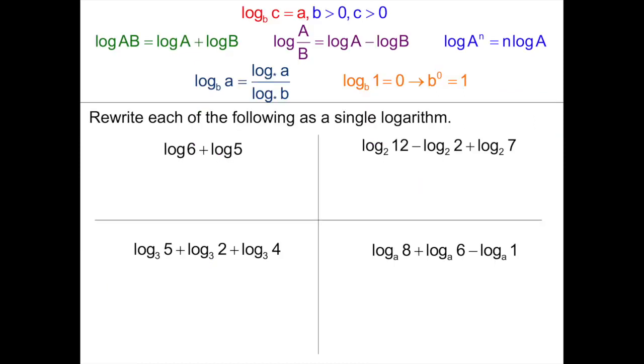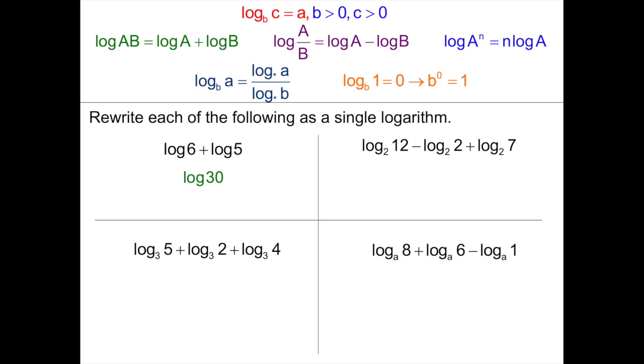So right now we're going to practice. We have some different expressions, and we're going to want to write them as a single log. So again, you want to remember that if we're adding logs together, we actually multiply their numbers. So this becomes the log of 6 times 5, so the log of 30.